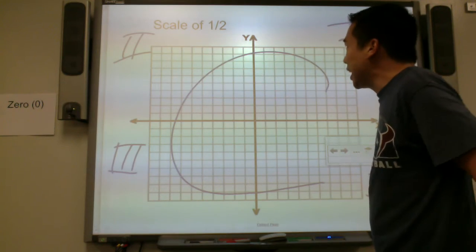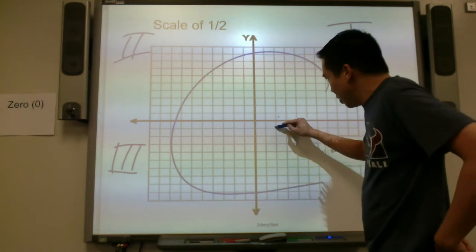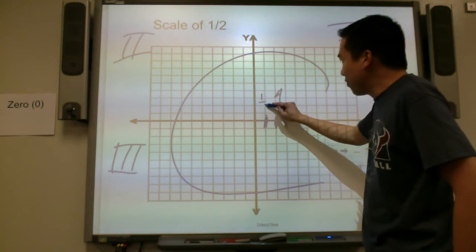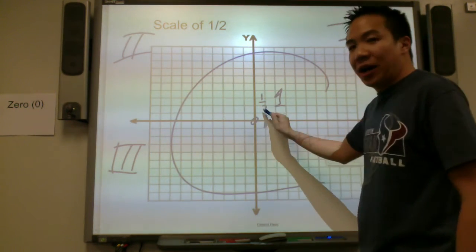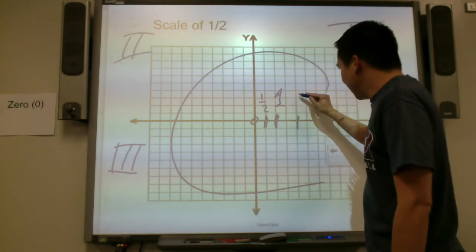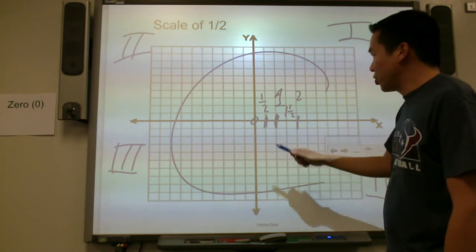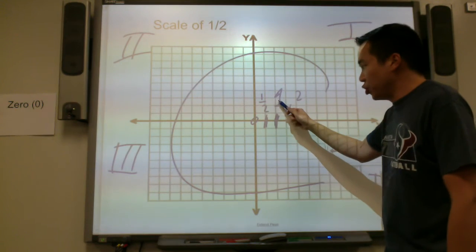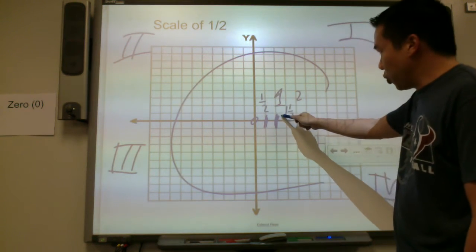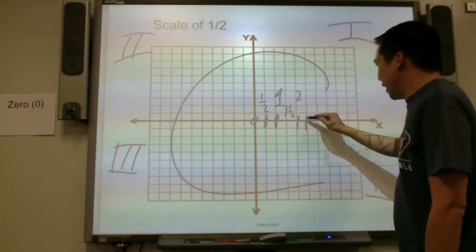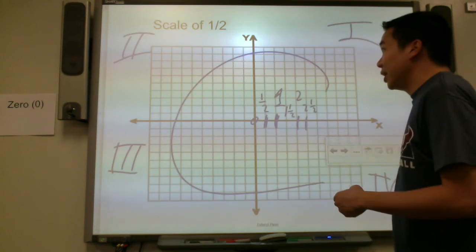So it says scale of 1/2. So here's a 1. So we have a half. Between 0 and 1 is half. If this is 2, what would go between it? 1.5. So we're skip counting by halves. 2 over 2 is 1 whole, 1.5. 4 halves is 2, and this will be 2.5.